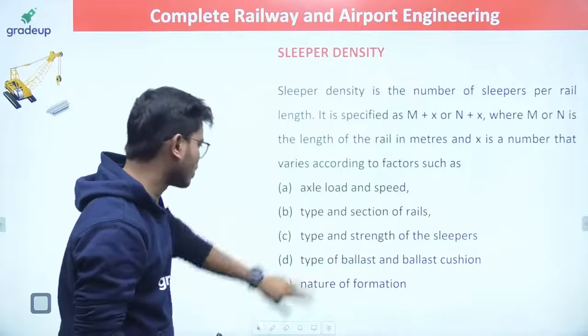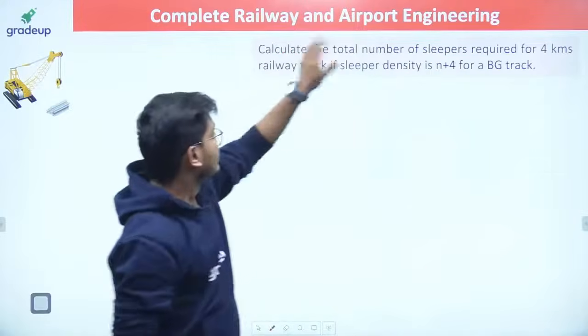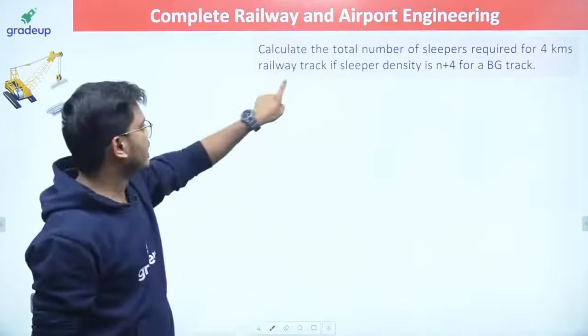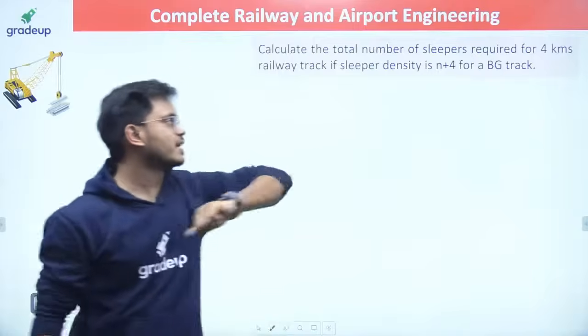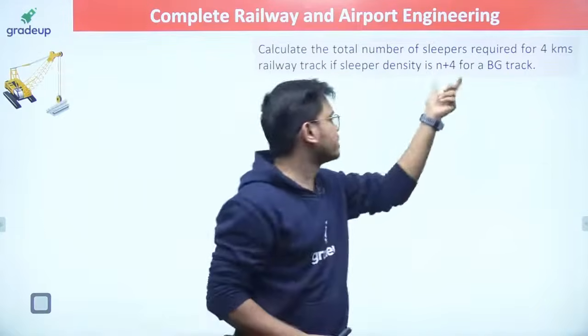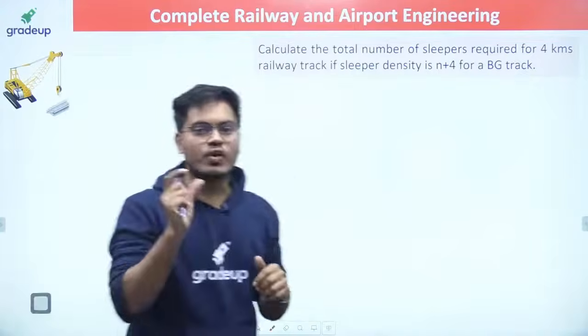First of all, this is not important for you. We are not here to discuss factors. Calculate the total number of sleepers required for a 4 kilometer railway track if the sleeper density is n+4 for a BG track. Here n is your one rail length.